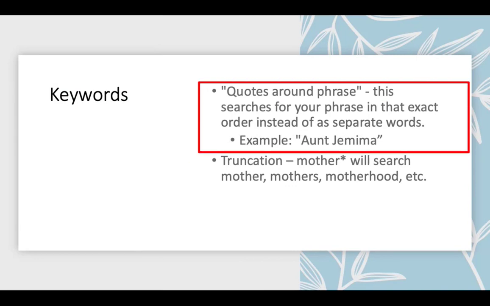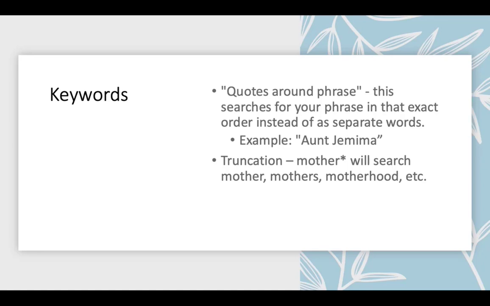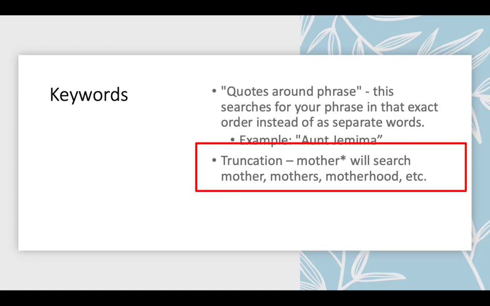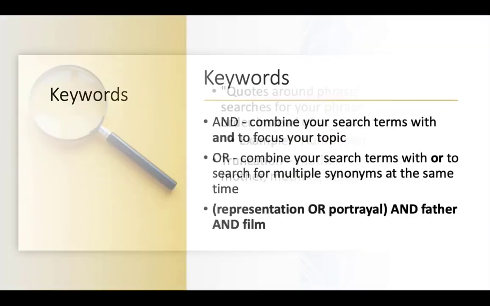Put quotation marks around a phrase to force the database to search for those terms right next to each other in that exact order, like "Aunt Jemima." Use this only when searching for a common phrase you would expect to find in your sources. Use an asterisk to search for all versions of a word with the same root.